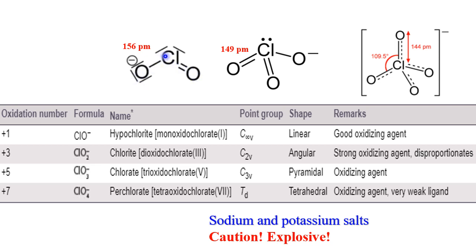Chlorite anion is bent. Chlorate anion is a trigonal pyramid with a lone pair above the chlorine atom, similar somewhat to sulfite. The difference is sulfite is an ion of very weak sulfurous acid, and chlorate is an ion of very strong acid. Perchlorate is tetrahedral. You can see that the Cl-oxygen distance drops from oxidation number 3 to oxidation number 7 systematically.